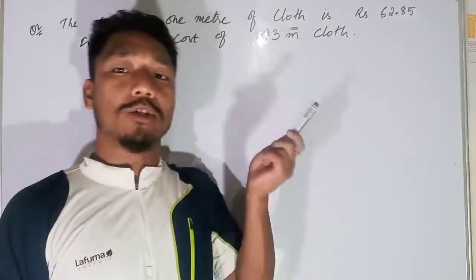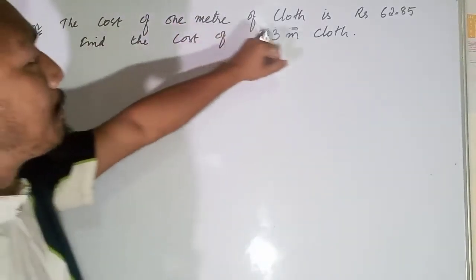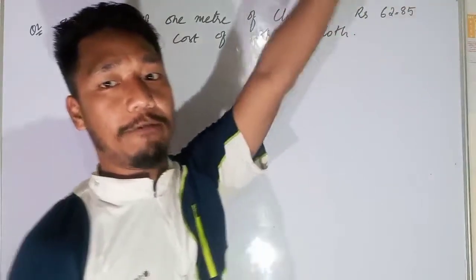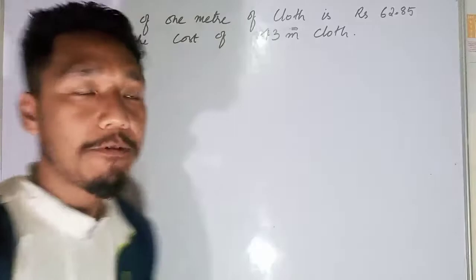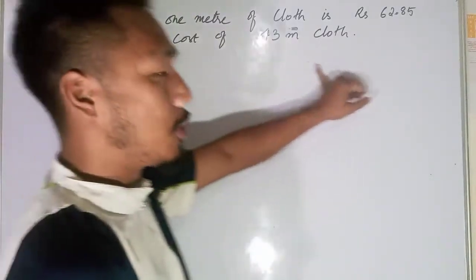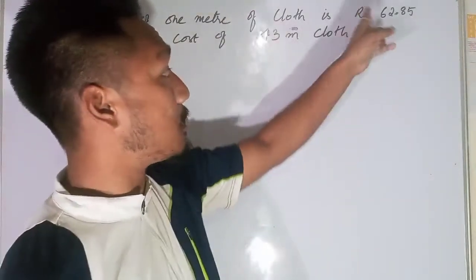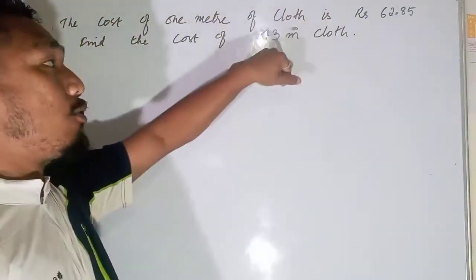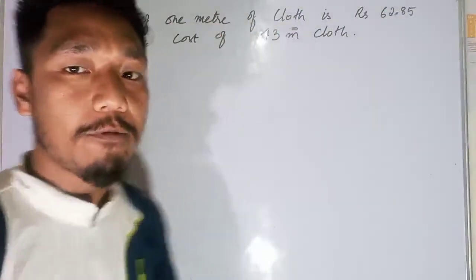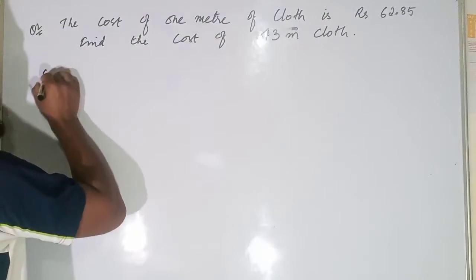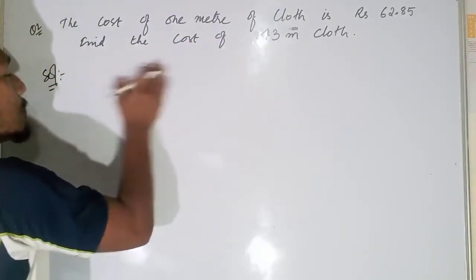So this is our next question, number 2. Question number 2 says the cost of 1 meter of cloth is 62.85. Find the cost of 43 meters. So the same thing. The cost of 1 meter is 62.85, then the cost of 43 meters will be 43 into the cost of 1 meter. Solution: write the given first.